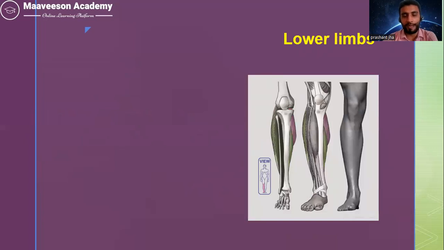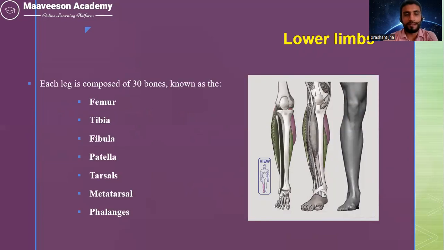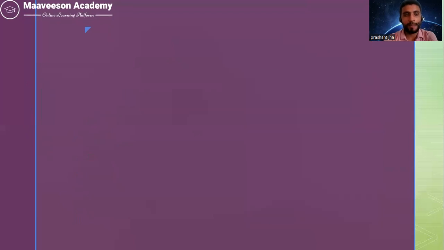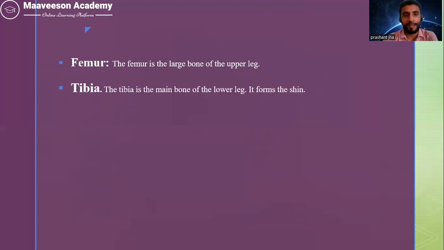Next is the lower leg. Each leg is composed of 30 bones in the lower leg, including femur, tibia, fibula, patella, tarsal, metatarsal, and phalanges. Femur. The femur is the larger bone of the upper leg, and it's also known as the longest bone in the human body.